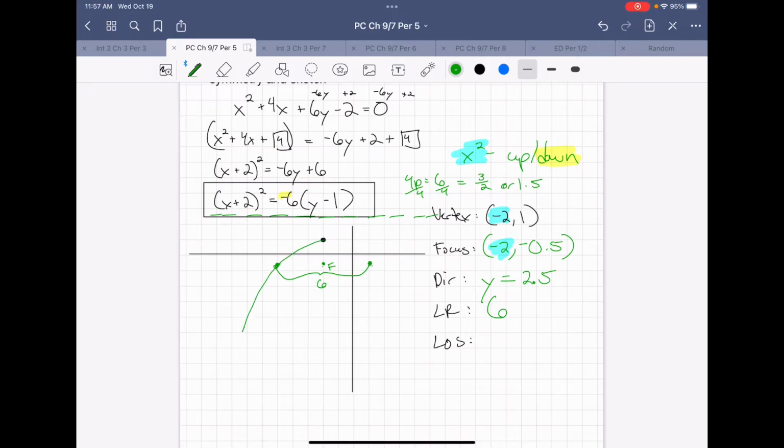And I'm going to draw my downwards parabola. The line of symmetry is going to go straight through the focus and the vertex. That's x equals -2. Again, notice that it was x because this was an up and down parabola. So there's another example for you. It is the beginning of the chapter, so we will have time to do more of these together.